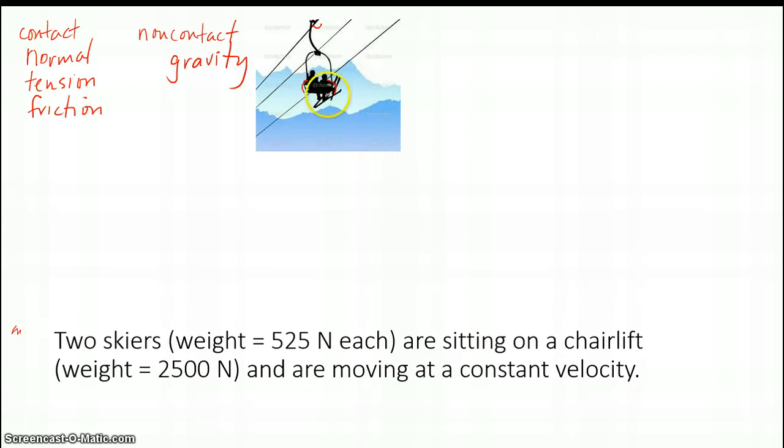So these people seem to be pushing down on the chairlift. So I would say both of those are normal forces, and they are pushing down. I have one person pushing down, and I have another person pushing down. And for that reason, each of these people has their own vector. I also know that the number of newtons of these people pushing down is 525 newtons each. So we'll just write that over here, 525.